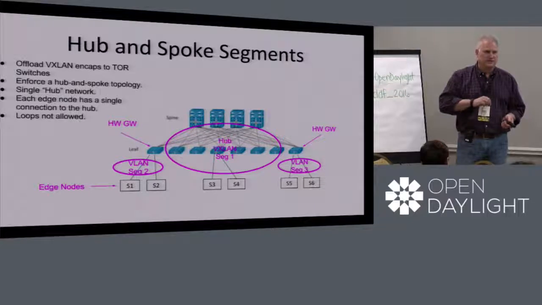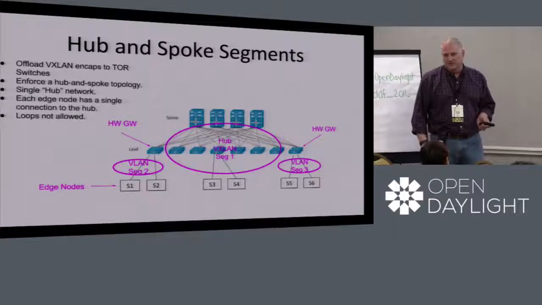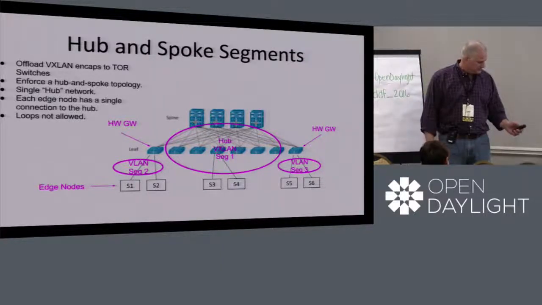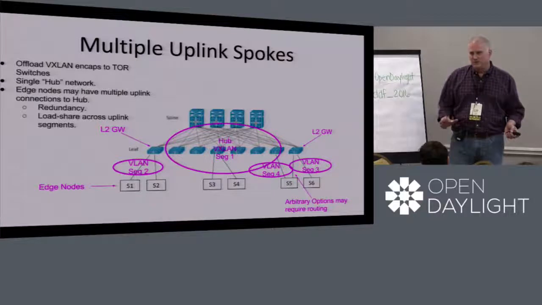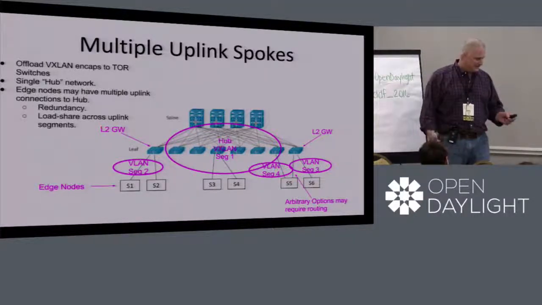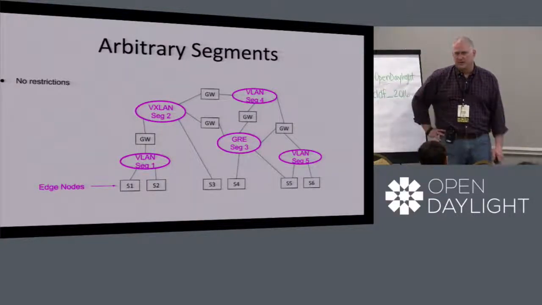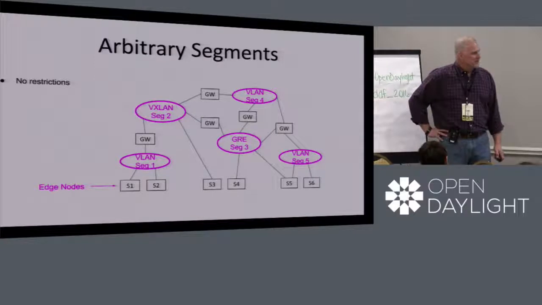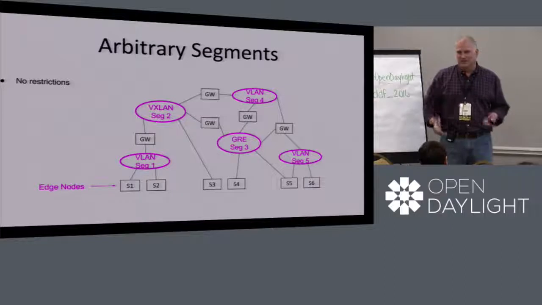OpenDaylight to do that. So this is another use case that we want to make sure we cover in this model. Then thinking beyond that, there's more arbitrary types of mappings. Maybe I don't want to go too crazy, but I want to have multiple uplinks. We can have any kind of arbitrary segments. I just threw these out there for consideration as we look at this model.